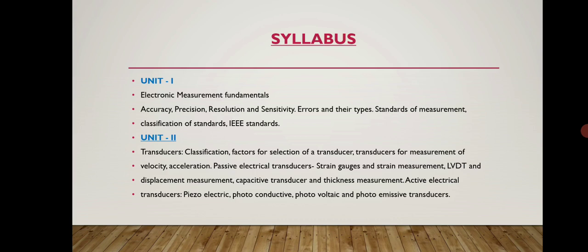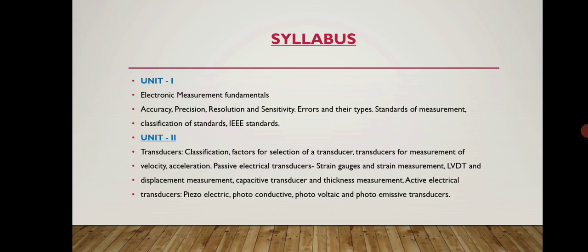The next is transducers for measurement of velocity, acceleration, passive electrical transducers like strain gauges, and strain measurements. The very important topic from the second unit is LVDT, the linear variable differential transformer. This is very important for your final exam. I'm sure this question will be asked in your final. That particular transducer, the LVDT, we will study.